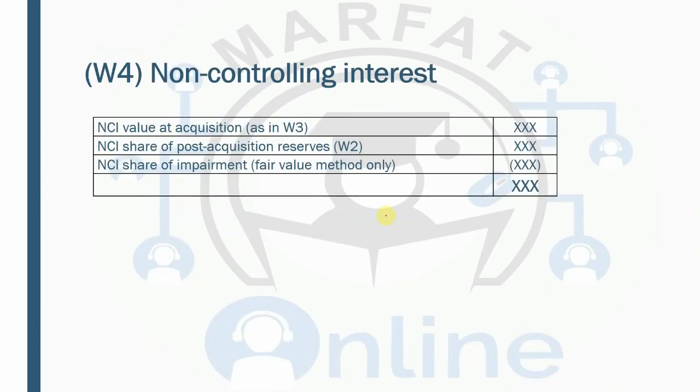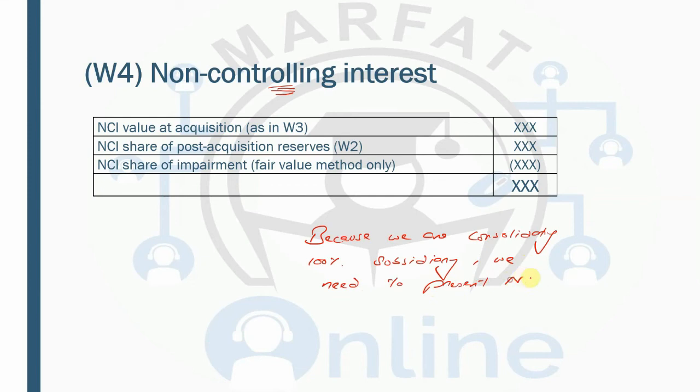Now there is a working number 4, which is the non-controlling interest. Now I have already told you that because we are consolidating 100% subsidiary, we need to present NCI in the consolidated statement of financial position, which is the portion not acquired and owned by parent.